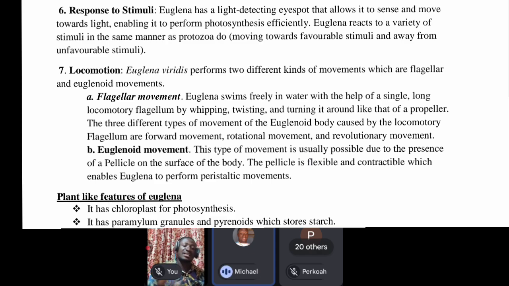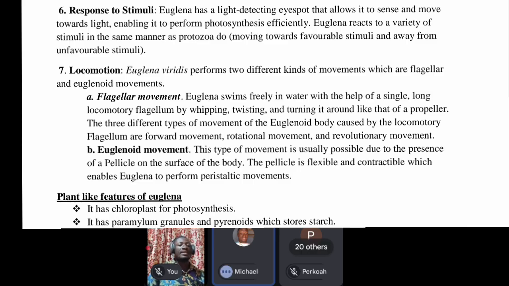The ones that they like, they pursue. The one that they don't like, they run away or they try to prevent. So locomotion, how does it move? It moves by using its long flagella, and it can also undergo another type of movement, that is by using what we call the euglenoid movement, that is a pellicle. And let me explain it at this point.